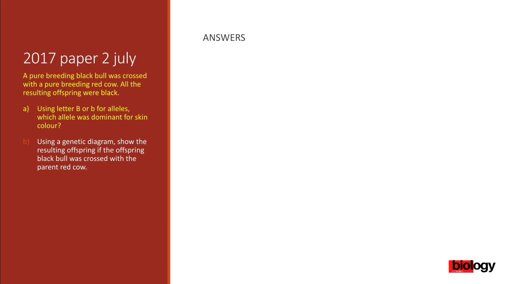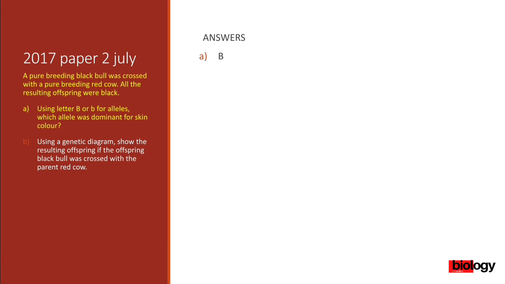Using capital letter B or small letter b for alleles, which allele was dominant for skin color? If you look at this question, they are not asking us for the skin color. They are asking us for the allele. So which allele is dominant for skin color? They are asking us for an allele. And the answer to this question is B.